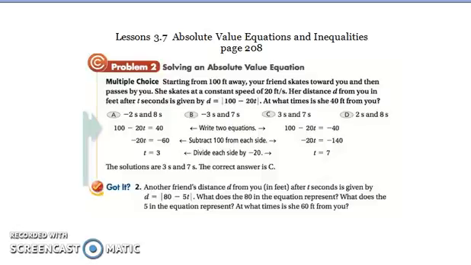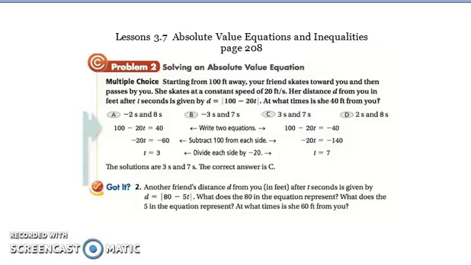This is lesson 3.7, absolute value equations and inequalities on page 208. Problem 2, solving an absolute value equation. There's a difference between solving when all the numbers are outside the absolute value versus some of them being inside. So the problems we did in example 1, everything was outside the absolute value except the variable.